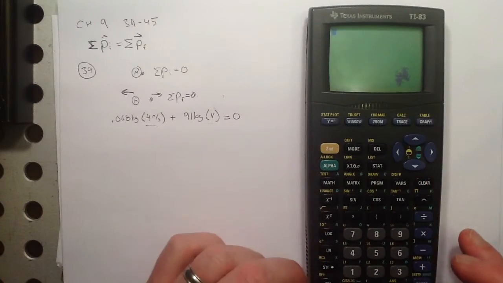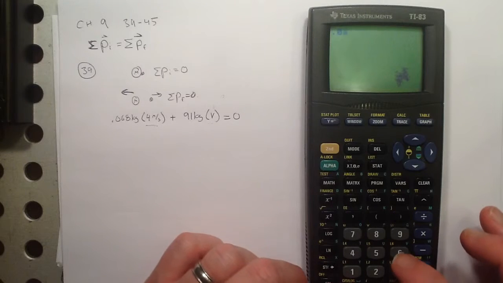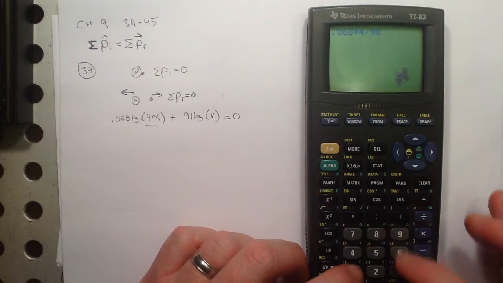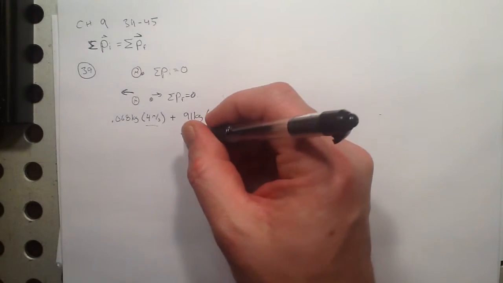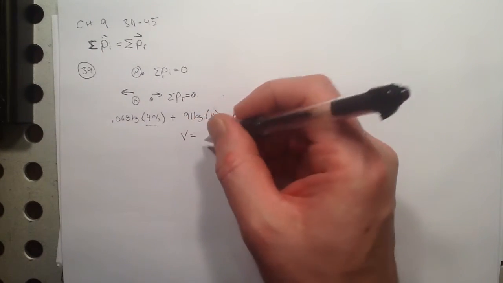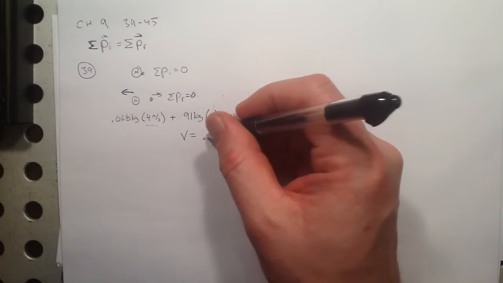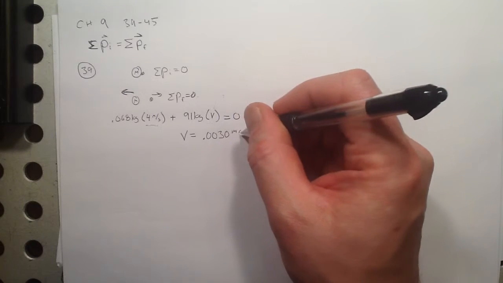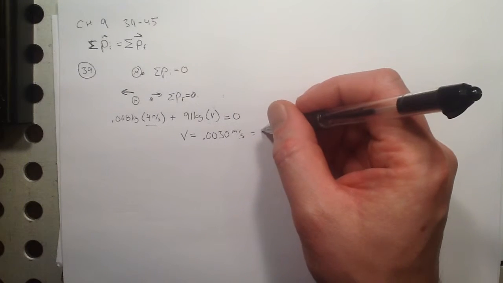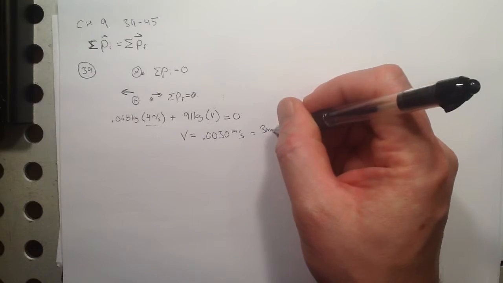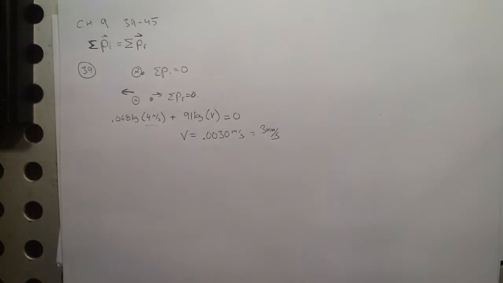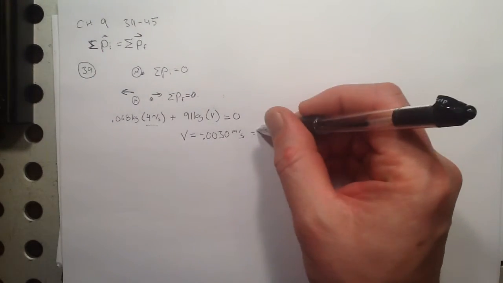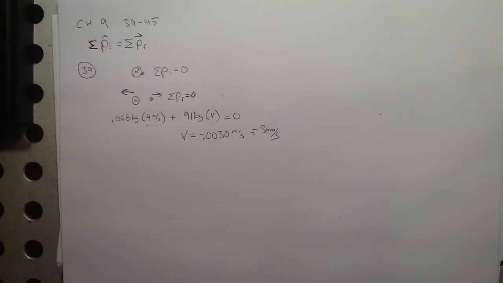So let's see. We've got 0.068 times 4 divided by 91. So he acquires a very sad velocity of 0.0030 meters per second. Or if you want to make it sound a little bit more tragic, or maybe more optimistic, I guess, depending on how you look at it, would be -3 millimeters per second.